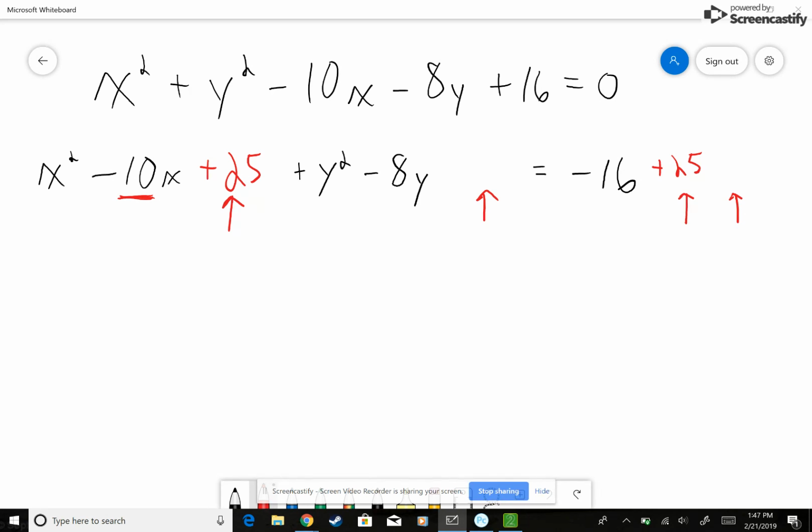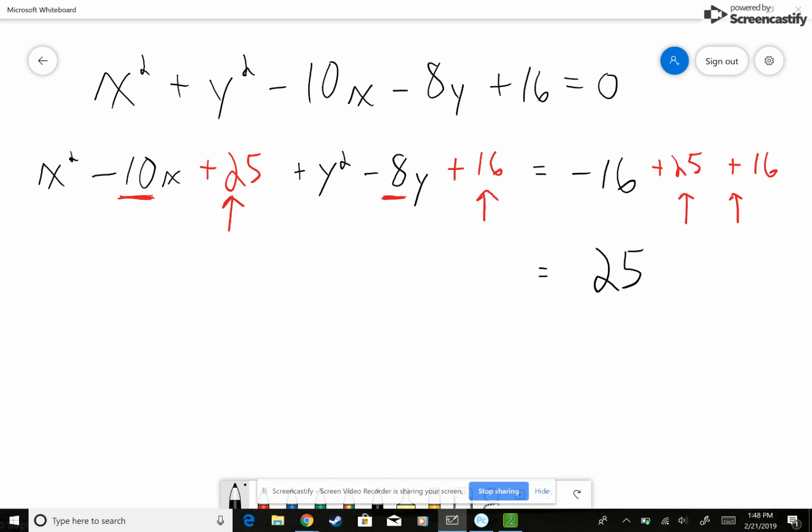For this next empty space here after the negative 8y, we're going to do the same thing. We're going to look at this negative 8, cut it in half, that's negative 4, square that, positive 16, which we'll insert in that empty space, but also to keep the equation balanced, we have to insert on the right. Now we're just going to clean this equation up. I like to simplify the right-hand side first. Negative 16 plus 25 plus 16 is 25.